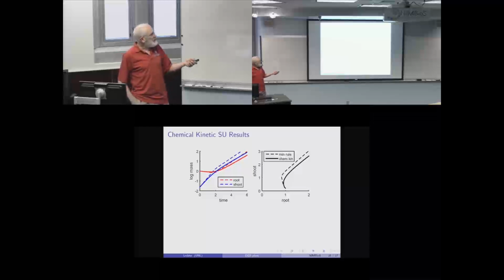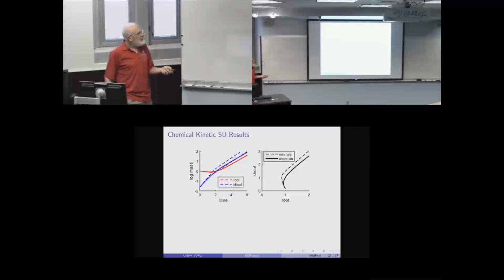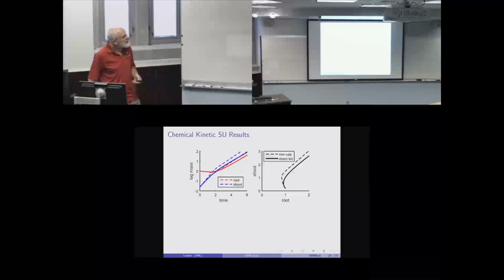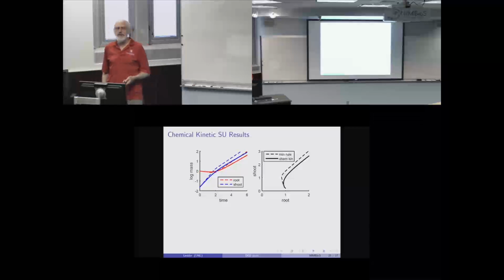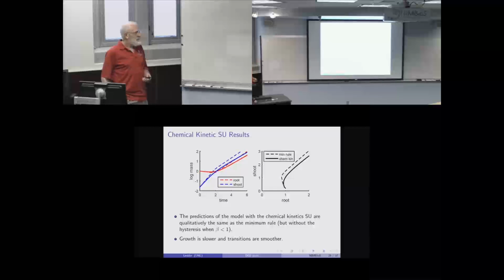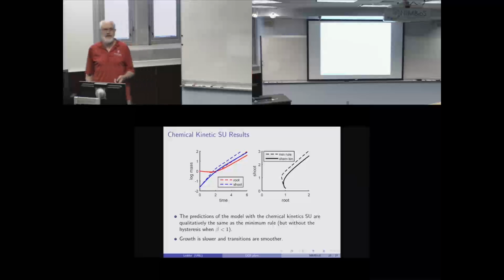So in practice, though, you get a very similar result for how the tree grows. The dashed is for the minimum rule, and the solid is for chemical kinetics. And so if you're looking at this graph, you don't really see a significant difference between the two. So the predictions are qualitatively the same, except you don't get this bizarre hysteresis when beta is less than 1. The growth is slower and the transitions are smoother.